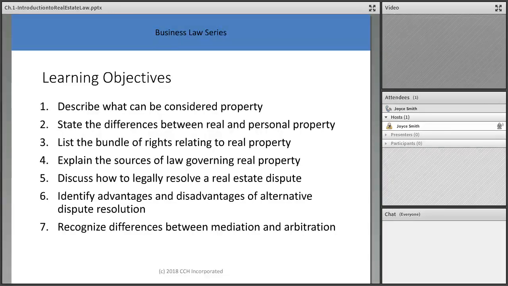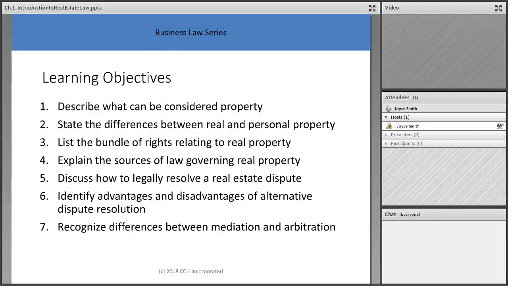For this chapter, our learning objectives are to describe what can be considered property. When you think about property, what do you think about? Is it this piece of something that you can touch? Do you move it? Where does it go? What do you do with it? We'll also state the differences between real and personal property. We're going to talk about the bundle of rights relating to real property. When you have real property, it comes with a bundle of rights. There's things that you can do with it as far as your legal rights go.